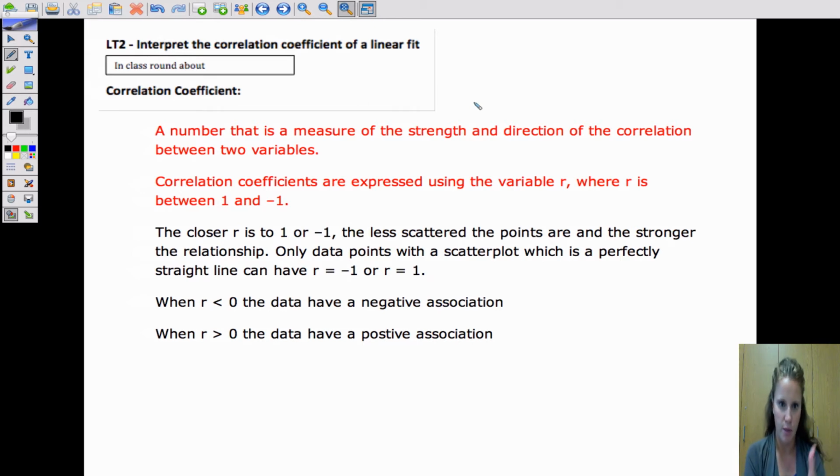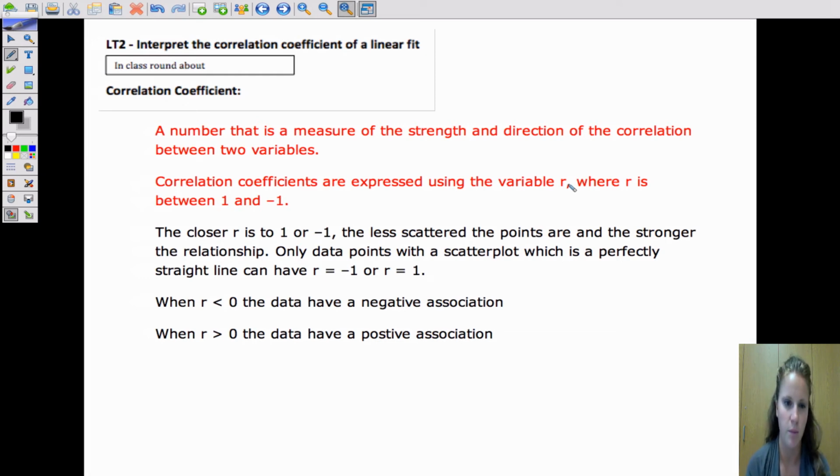A number that is a measure of the strength and direction of the correlation between two variables is the definition we're going to use for correlation coefficient. They will range from 1 to -1. And we call that number R, okay? They just use the variable R for that correlation coefficient. I don't know the reasoning behind that. It's just what the mathematicians said it should be, okay?